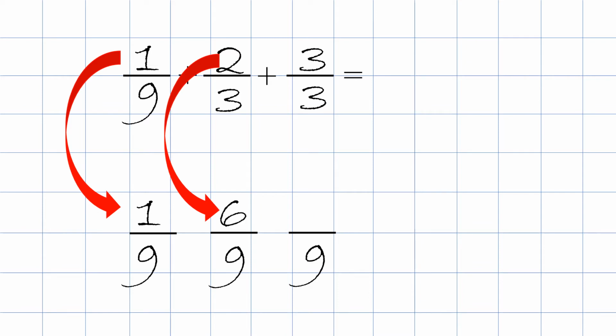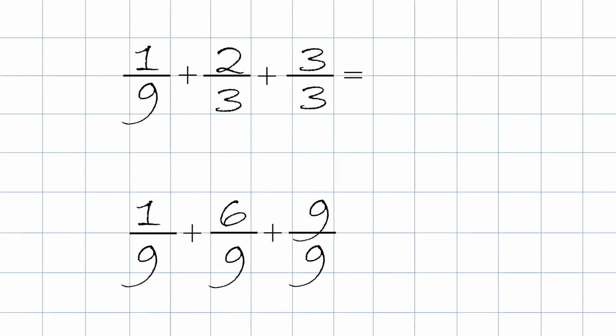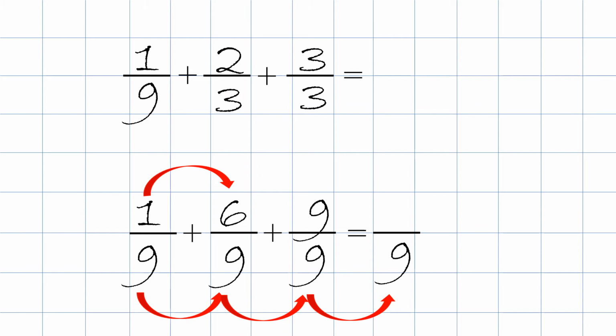And the last set of numbers, 3/3, since we multiplied the denominator by 3, we're going to multiply the numerator, the top number, by 3 as well. 3 times 3 will be 9. And now we add. The denominators stay the same, so carry the 9 over, write it up here. The top number, 1 plus 6 will be 7, plus 9 will be 16. So the answer is 16 over 9.